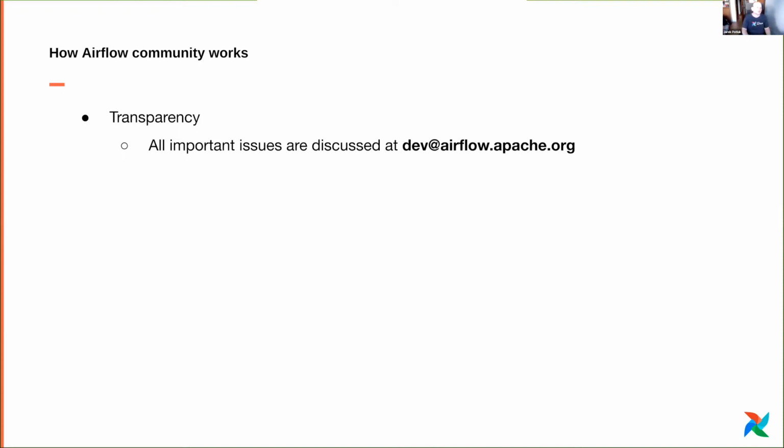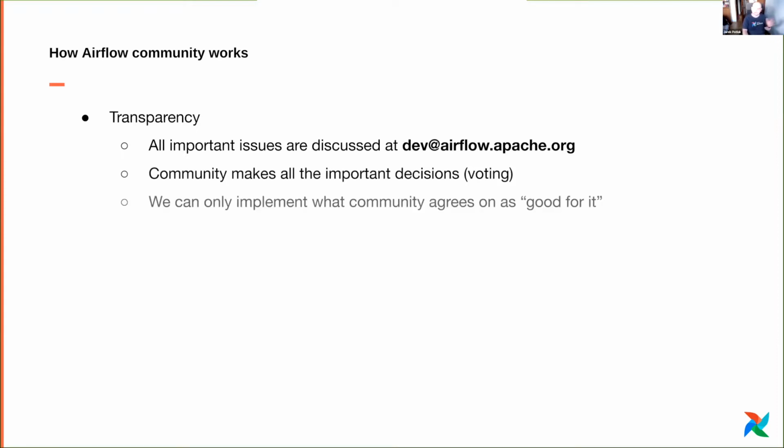So we have some rules about how we vote, how we decide on important things. This is all very well described. We can only implement something that everyone agrees on, like it's consensus driven development. So people have to agree in general on something. If we cannot get to consensus, we vote.